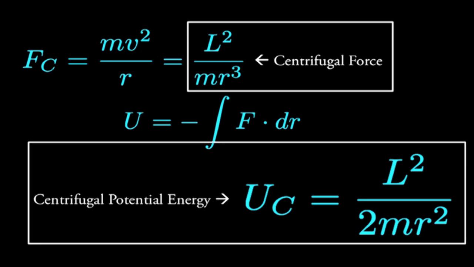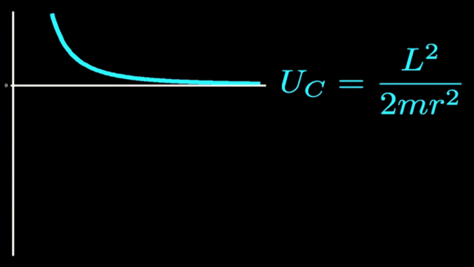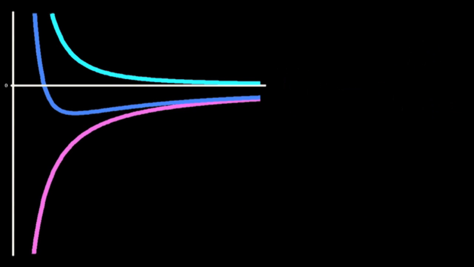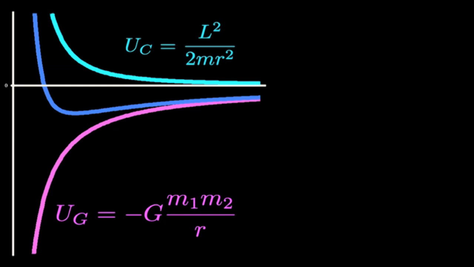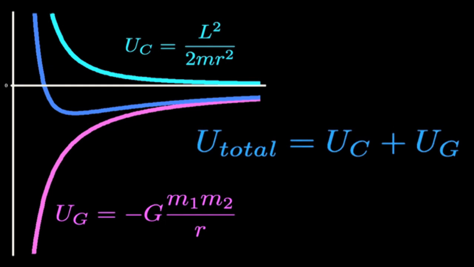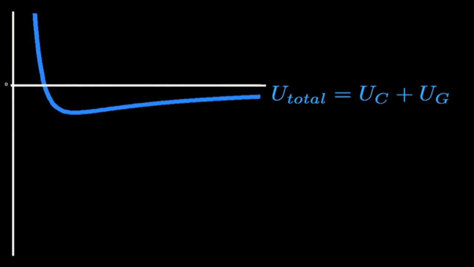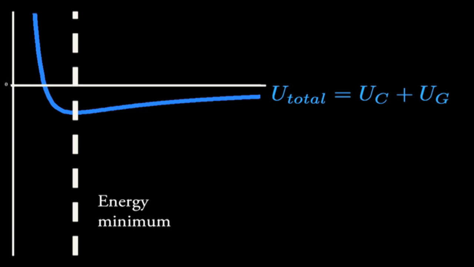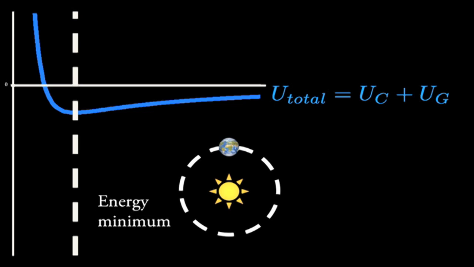If I graph this equation, then I get this shape, and if I add together my two energies, if I take my gravitational potential energy and my centrifugal potential energy, I can add those two together and get a total potential energy for this system, which is this line in blue. And this line has a really nice feature that the minimum energy is not at r equals 0. It's at some radius from the Sun.